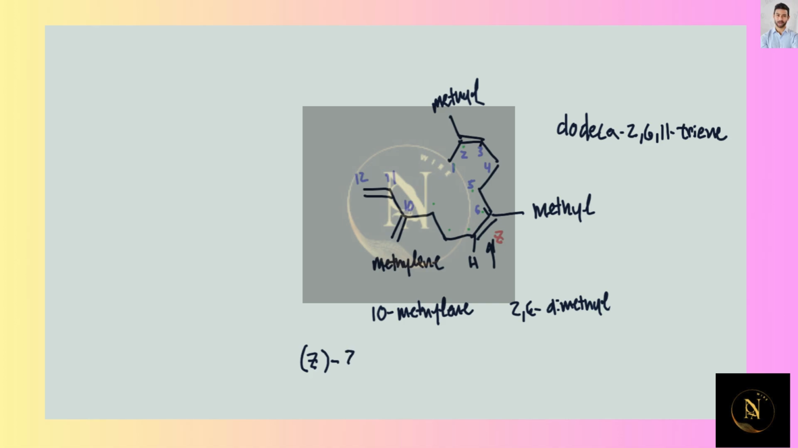So we have Z-2,6-dimethyl, dash 10-methylene. And that's our last functional group substituent, so no more dashes or anything. We just go straight into dodeca. 10-methylenedodeca, dash 2,6,11-triene.